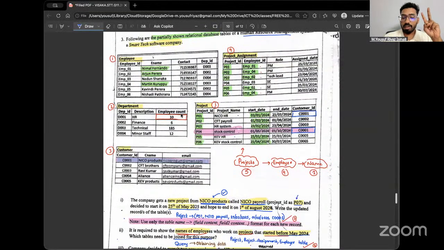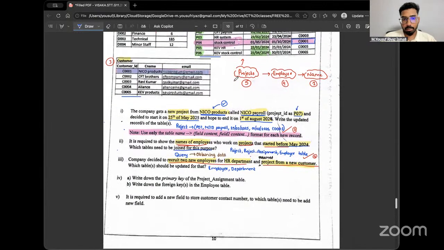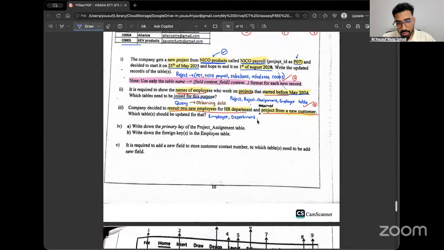Exactly. To show that we have a new customer, we'll update the customer table. Okay, we're getting a project now. To show that we are getting a project from that customer, we'll update the project table. So, a new customer record in the customer table, and to show that we're getting a project, we'll update the project table. So the answer there is going to be customer and project.